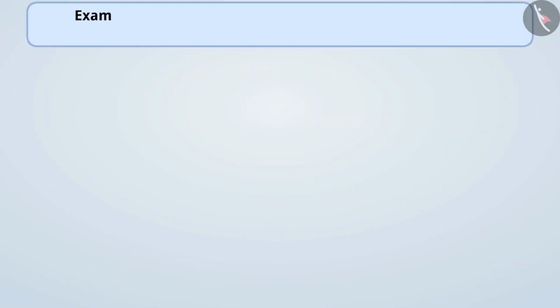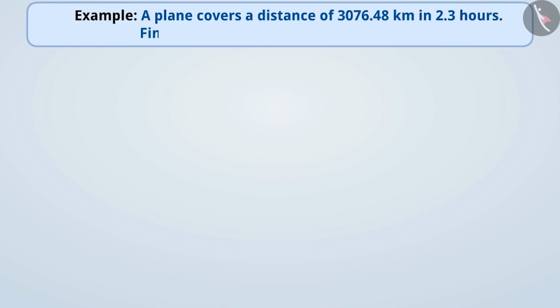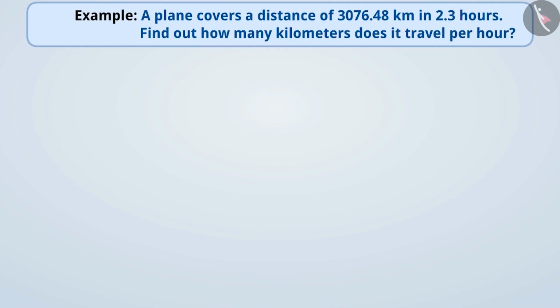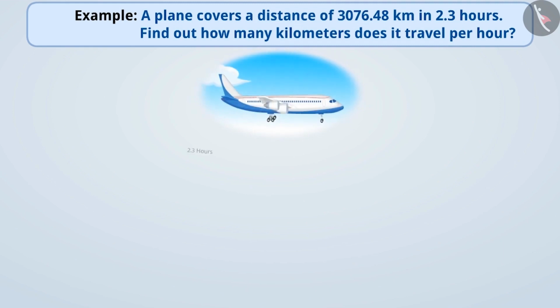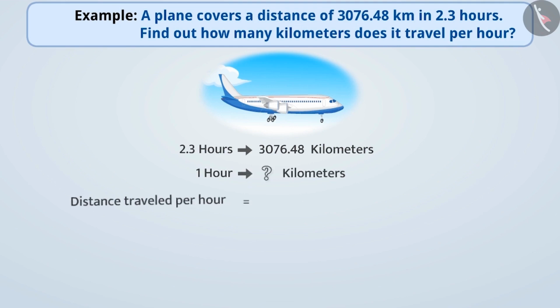Next example. A plane covers a distance of 3076.48 kilometers in 2.3 hours. Find out how many kilometers it travels per hour. The example shows that the aircraft covers a distance of 3076.48 kilometers in 2.3 hours duration. If we have to find out how many kilometers it travels per hour, then for this, we have to divide 3076.48 by 2.3. So let's find the result.